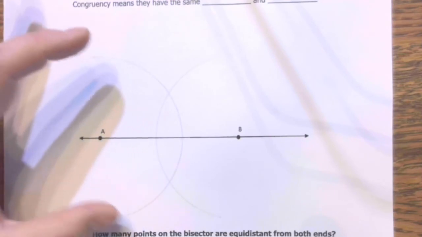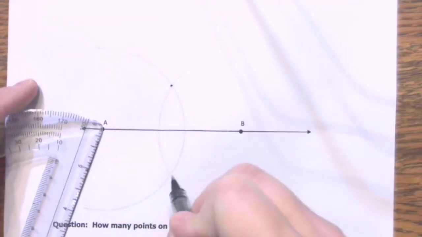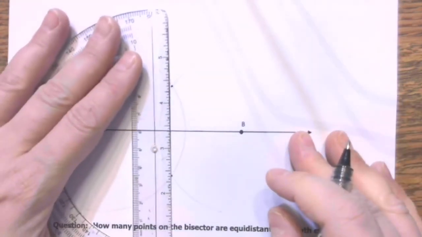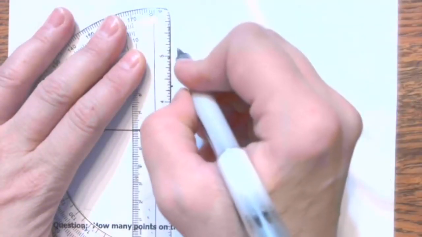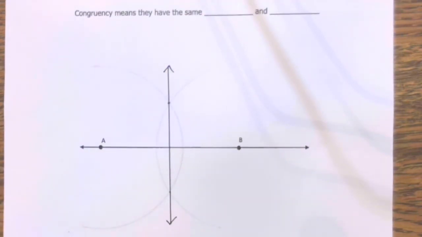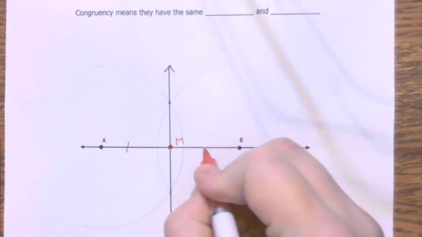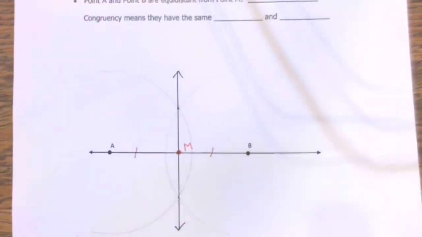What you'll see is that the two arcs will intersect each other. So take your straight edge and line it up with the top intersection and the bottom intersection. And we're going to draw a line. Okay, the place where the line crosses AB is the midpoint. So this is your midpoint, which means that AM and BM are the same. So we're going to write that.